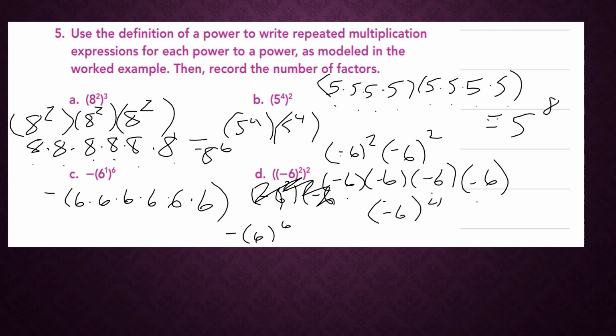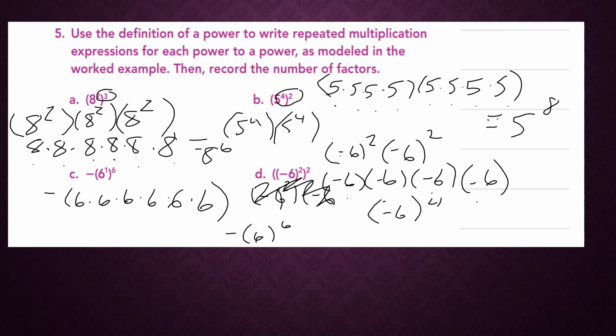So let's take a look at question number 6. What relationship do you notice between the exponents in each expression and the number of factors? So for example, what do you notice with those exponents and the number of factors we had? Well, we had 6. Let's look at letter B. Let's look at those exponents, and the number of factors we had was 8.